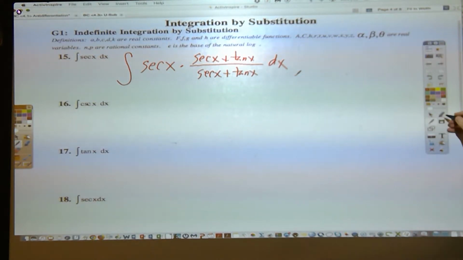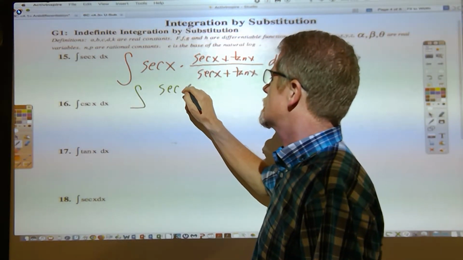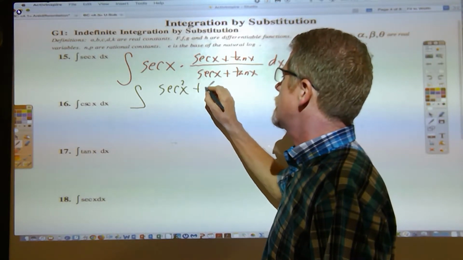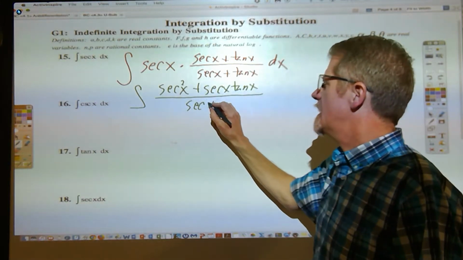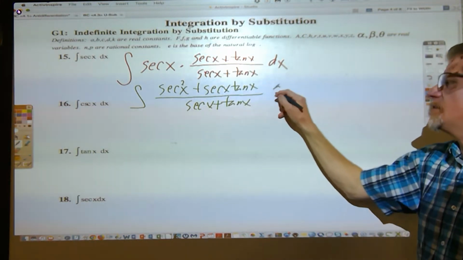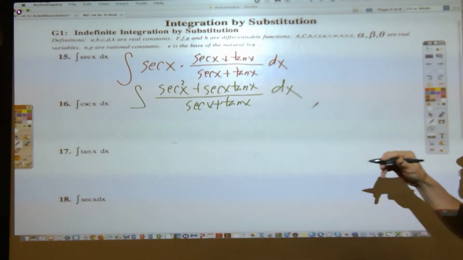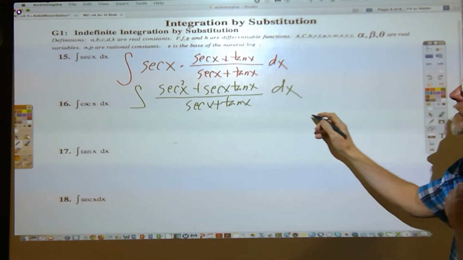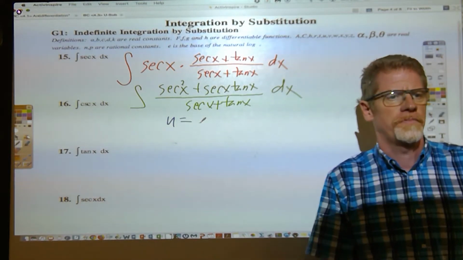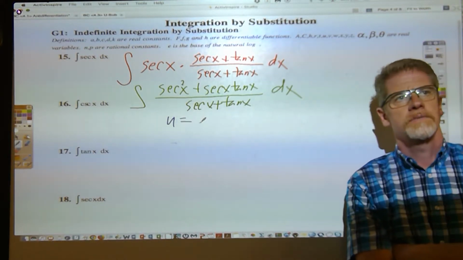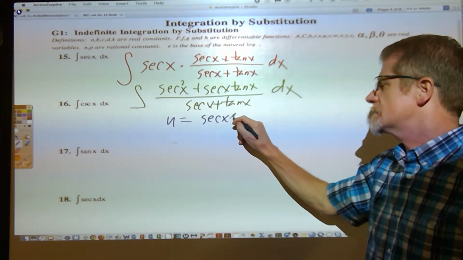Let's do this, because when you multiply by 1 in that form, you get the antiderivative of, distribute the secant x, secant squared x plus secant x tangent x over secant x plus tangent x dx. Notice that, what might we let u equal? Does anyone have an idea of what we can let u equal in this green problem? Let's let u equal secant x plus tangent x.